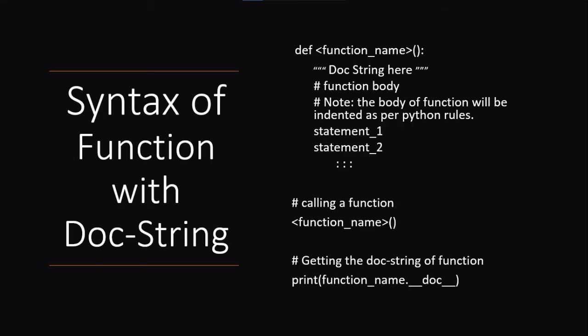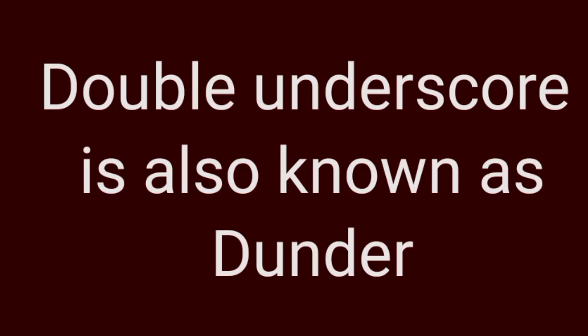So now let's see the syntax of a function with docstring. The docstring will be added at the very beginning of the function and the rest of the function body remains the same. There will be no change in the calling of the function. To get the docstring of a function, we can use the following: print function name dot double underscore doc double underscore. In Python, double underscore is also known as dunder.